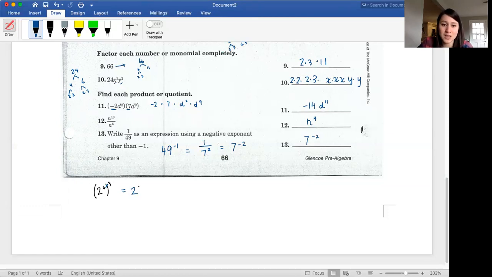So 6 times 3 is 18. So this would be 2 to the 18th power. When in doubt, expand it out, right? Make this 2 times itself 6 times, and then that times itself 3 times. So you've got 6 2s, 3 times, so that would be 18 2s.